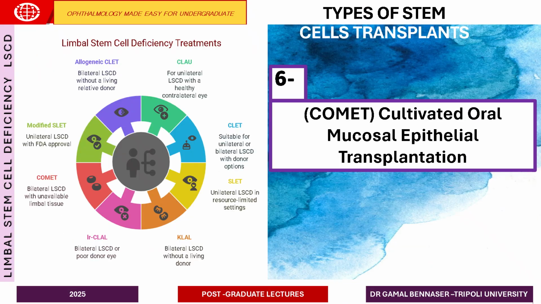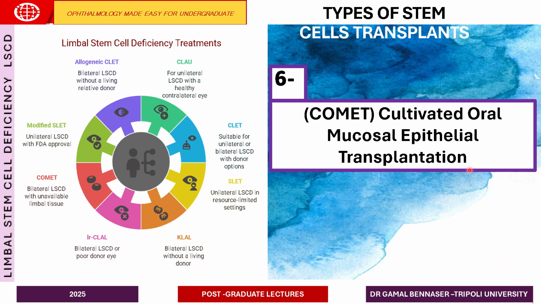Now we come to another type of epithelial cell transplantation that is done for limbal stem cell deficiency, but this is not typical for a stem cell transplant. This is not a stem cell transplantation, but it is an epithelial transplantation, because in COMET, which is cultivated oral mucosal epithelial transplantation, we harvest the donor from the same patient from the buccal mucosa.